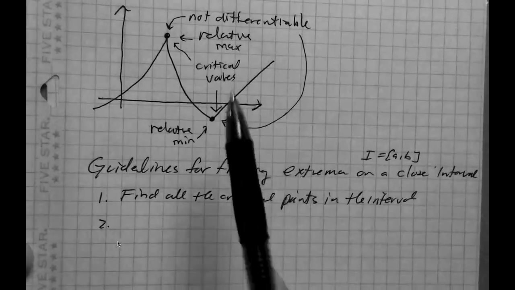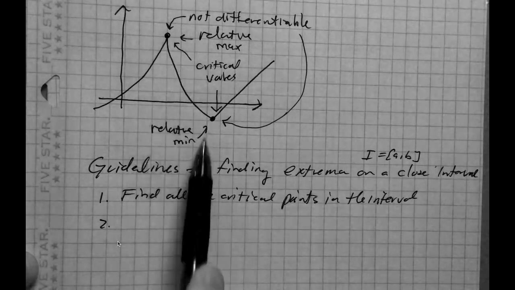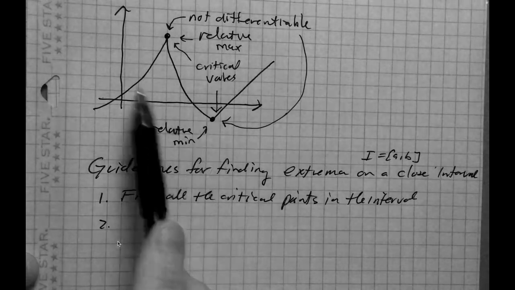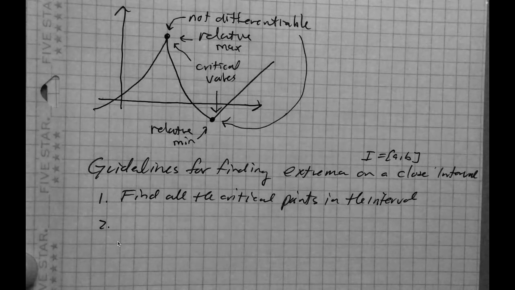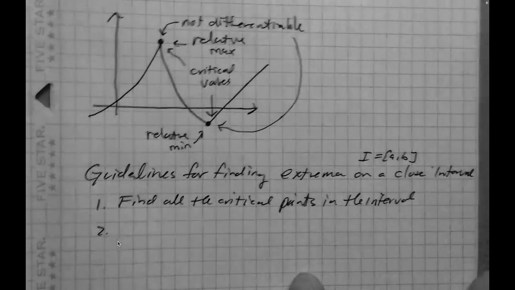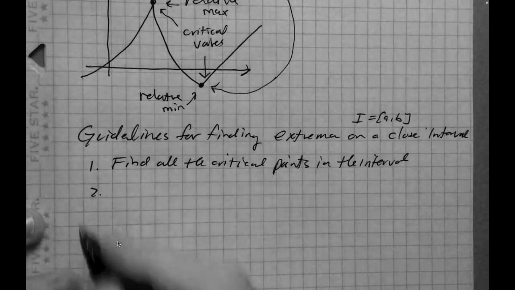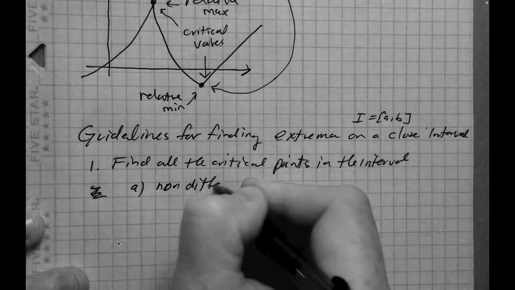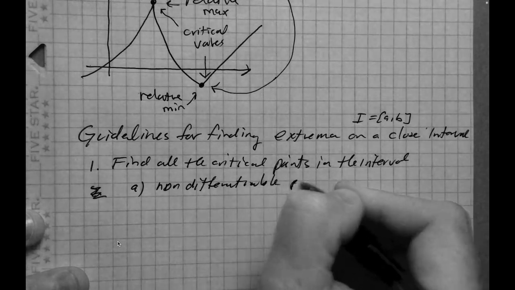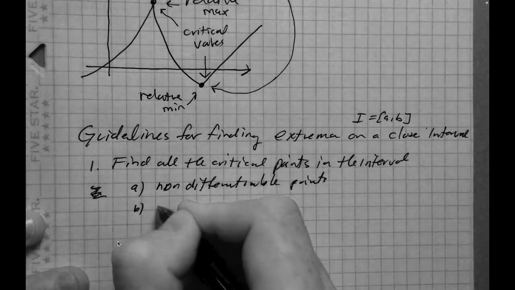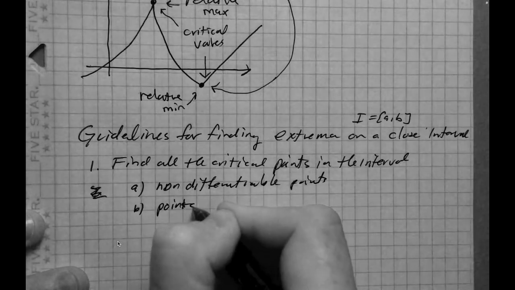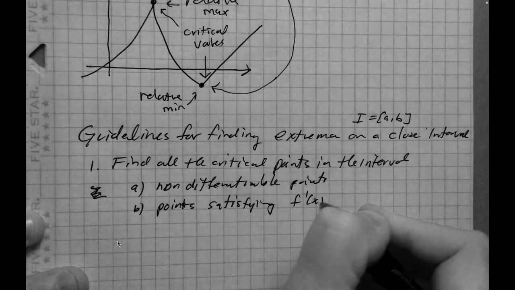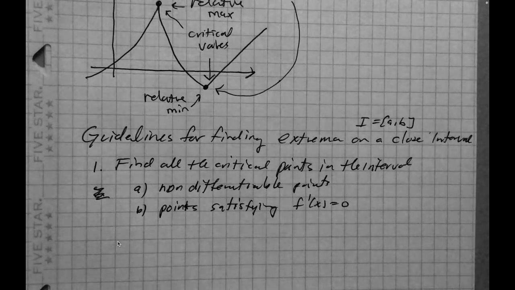So first of all, the critical points could be anywhere that the function is non-differentiable. So that's an option. And then the other one is anywhere where the derivative is equal to 0. So let me put those in here. Non-differentiable points, and points satisfying f prime of x equals 0. So that's basically your critical points.